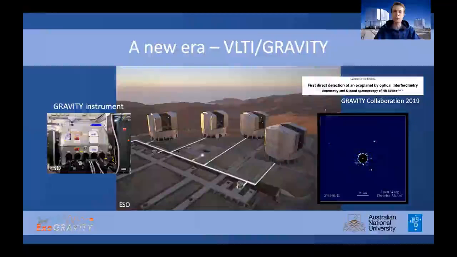So the ALMA images of HL Tau heralded a new era for protoplanetary disk science, and we are now witnessing another leap forward with the first direct detection of an exoplanet by optical interferometry. With the GRAVITY instrument at the VLTI, we were able to detect the planet HR8799e, which is the innermost planet in this fascinating system of 4 directly imaged gas giants. GRAVITY enables us to obtain K-band spectra and very precise astrometry of exoplanets, which enables us to study planet formation, as I will show you in the next few minutes.